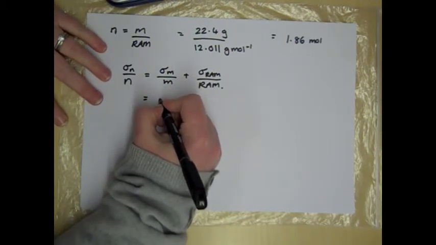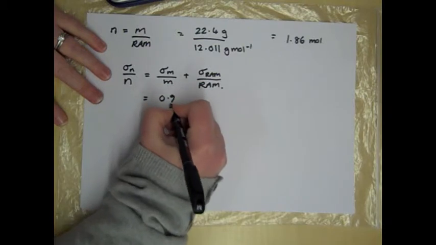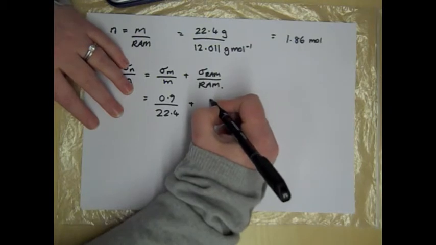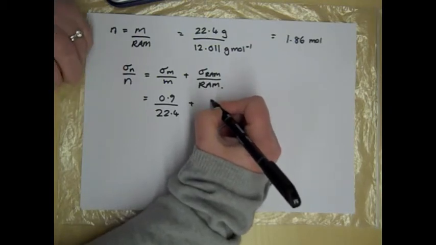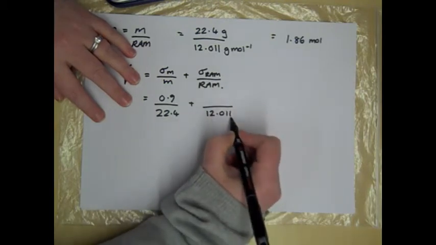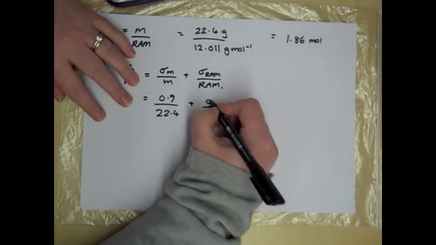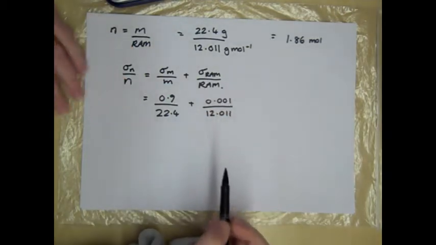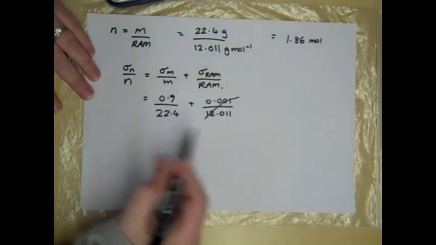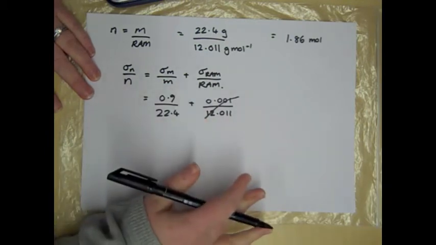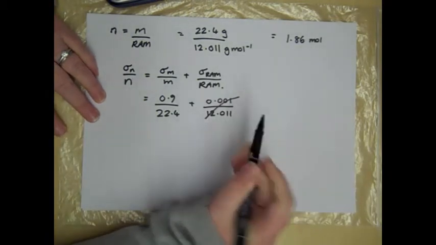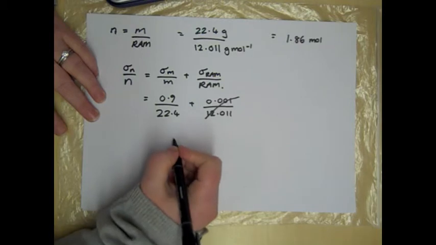the uncertainty in my mass is equal to 0.9 divided by 22.4. And the uncertainty in the relative atomic mass from the question is given as 12.011 with an uncertainty of 1 in this last figure. So this is 0.001 divided by 12.001. This is tiny compared to this. I can just ignore it, essentially. So, being able to spot quick tricks like this is really, really useful. This is a tiny, tiny number compared to this one.